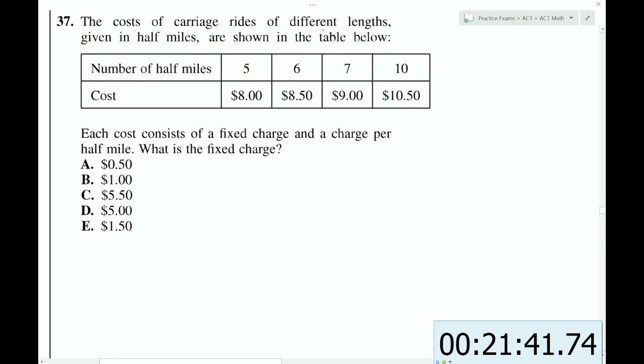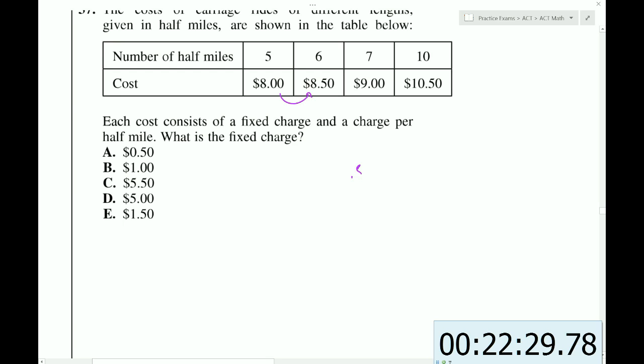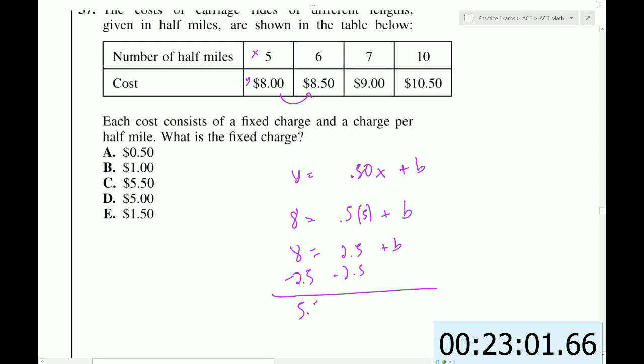The costs of carriage rides of different lengths are given below. Because this is a fixed charge and a charge per half mile, what's the fixed charge? So this is a linear setup. We saw that 50 cents was the slope, right? Plus 0.5x. So y equals mx plus b, if you will, right? Now we can actually plug in an x and a y in here. So this could be x, this could be y. So 8 equals 0.5x plus b, and x, of course, we'd have to plug in 5, right? So this is 2.5. Subtract the 2.5 to the other side, and that would make 5.5 for b, 5.50.